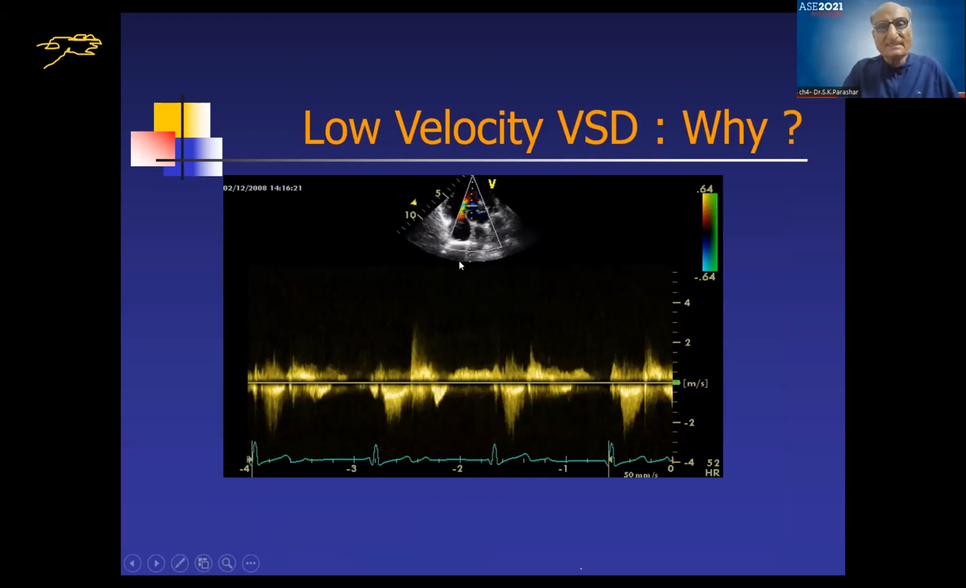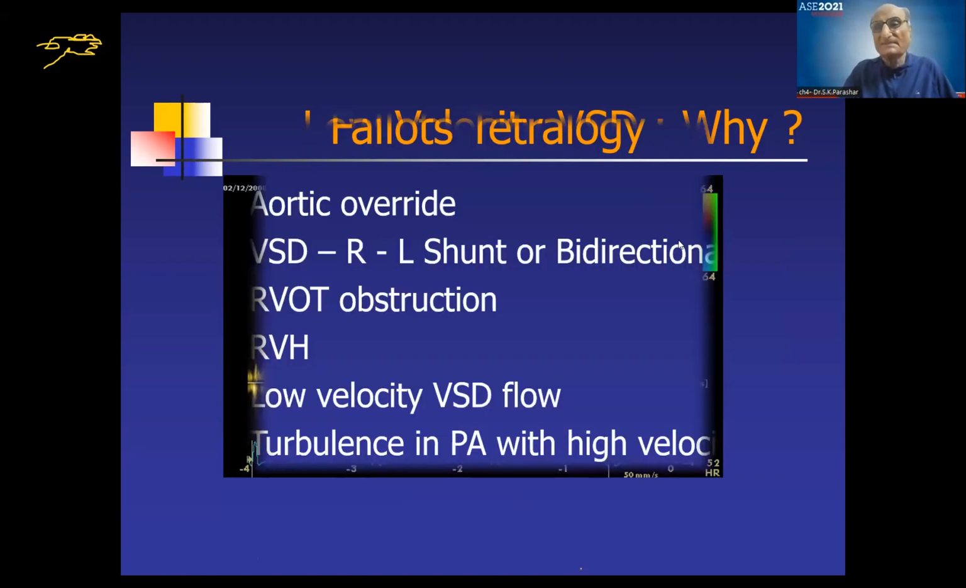Because it's a free flow from the LV to RV, you see hardly any flow. Normally in a small VSD, the flows are 4 or 5 meters per second or so. But here, because it is a non-restrictive VSD, the pressures in the left ventricle and right ventricle are almost the same. So there is a very low velocity flow.